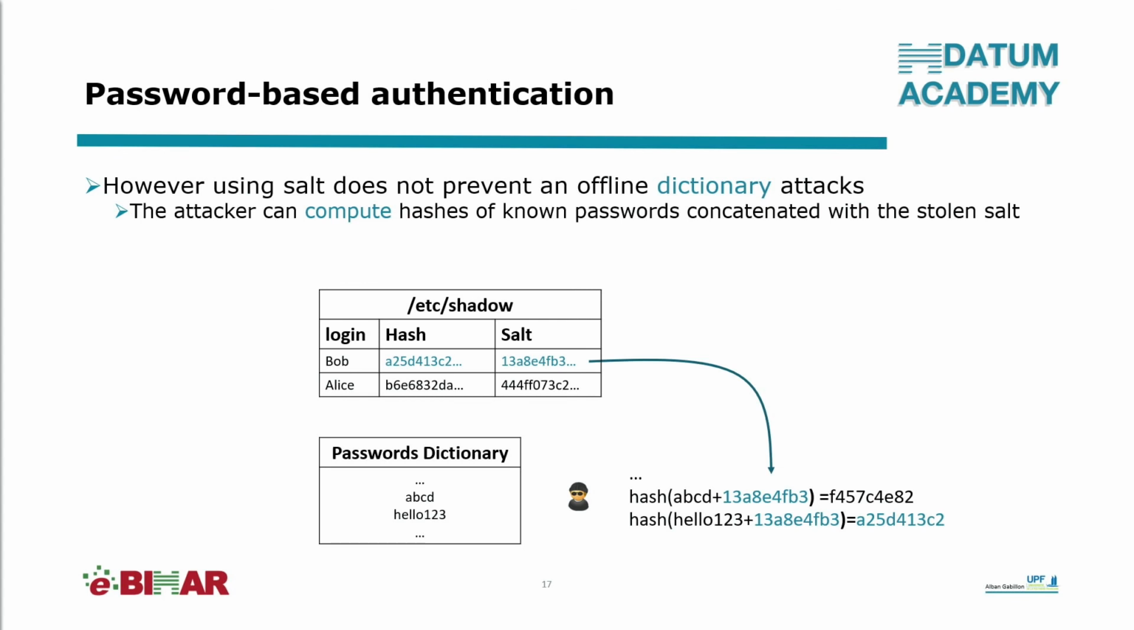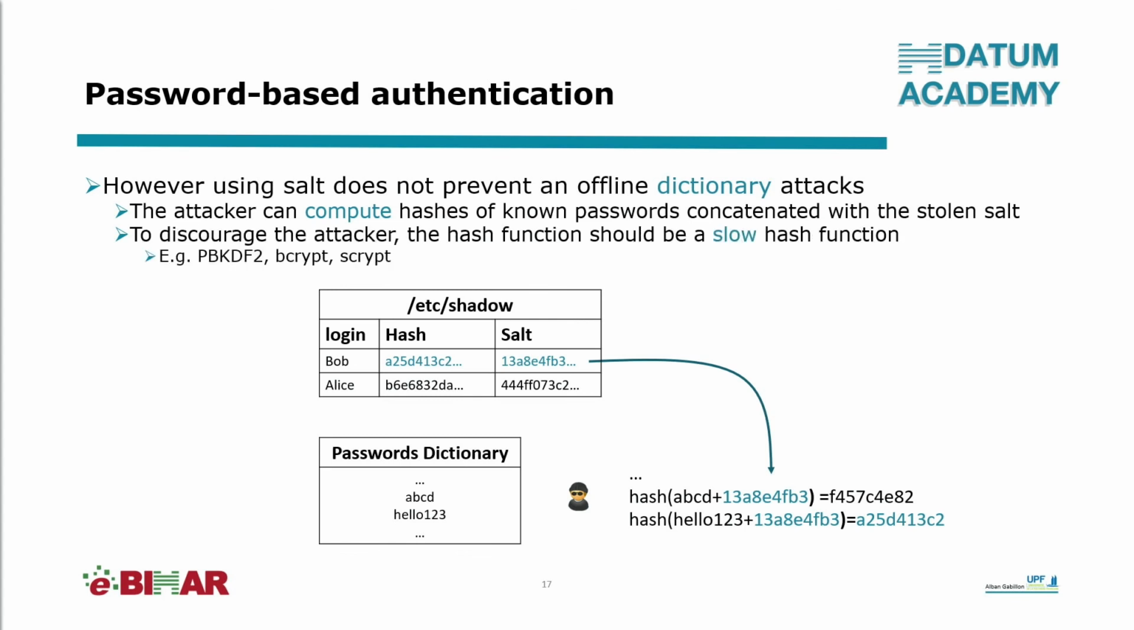However, using salt does not prevent an offline dictionary attack. The attacker can compute hashes of known passwords concatenated with the stolen salt. In this example, the attacker wants to recover Bob's password. It chooses passwords one after the other from the dictionary and hashes them with the stolen salt until the result equals the stolen fingerprint.